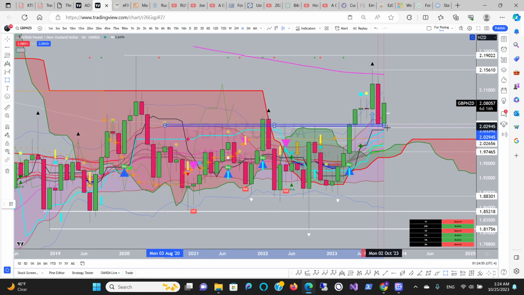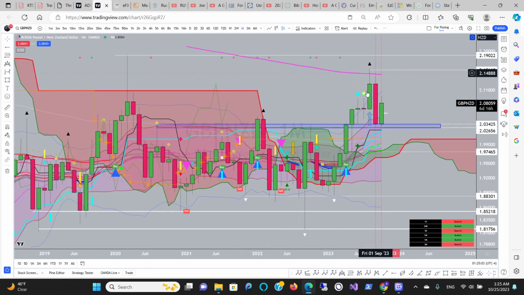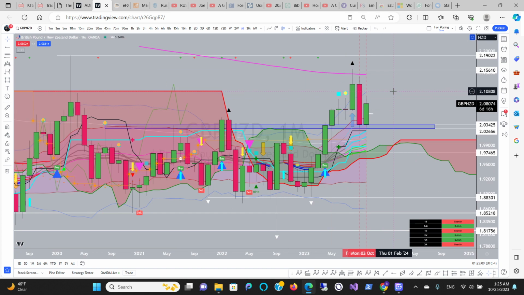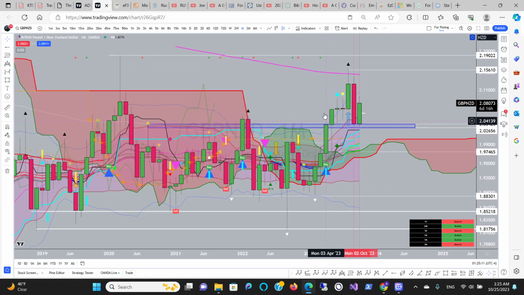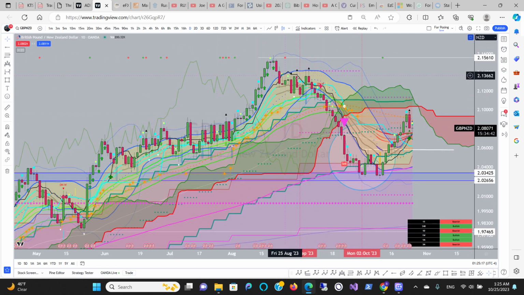And back here, it's monthly support zone. So we can mark it. It's an important level. And we are above the cloud here. So if this is why it didn't follow through, it felt support here. Now when we go to a daily chart, this is 20 bars here.